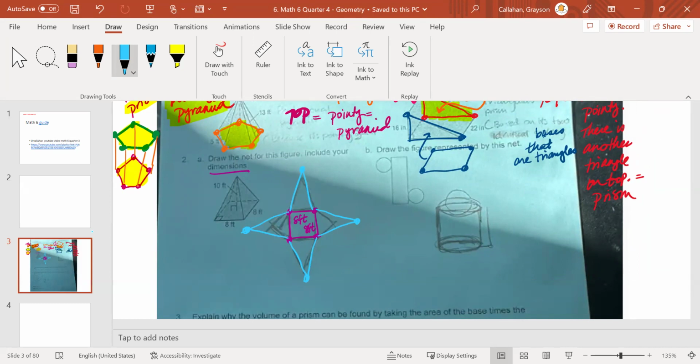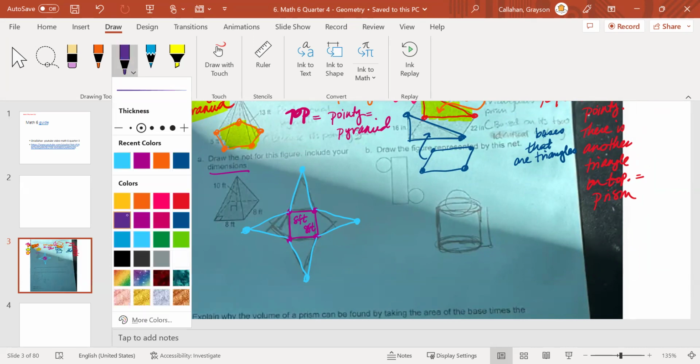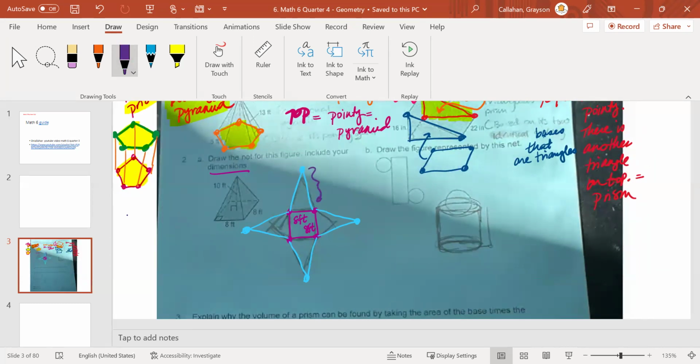Now, it actually doesn't tell you how long these sides are. Do you see that? The 10 is this piece right here. Do you see that purple piece right there? So what is that going to be?